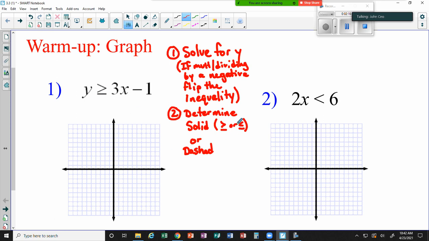So greater than or equal to or less than or equal to, it's solid. It's dashed when it's strictly less than or strictly greater than. There's no line underneath. It means it's not equal to. So what that means is the boundary line is not part of the solution if it's dashed. It has to be everything either above, not including that line, or below, not including that line. If it's equal to, you can include anything on the line as part of the solution.